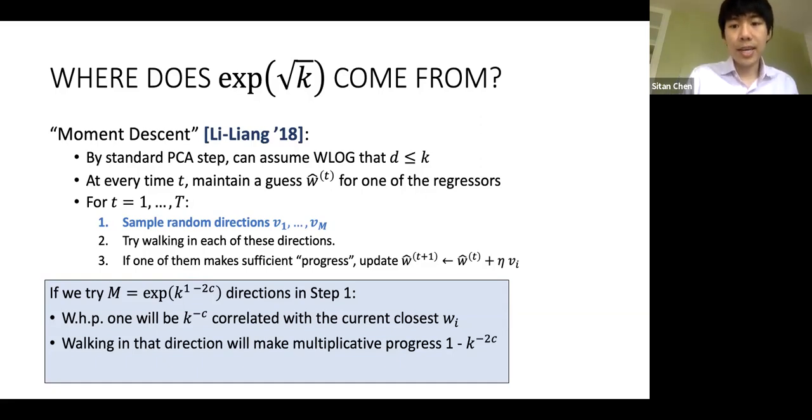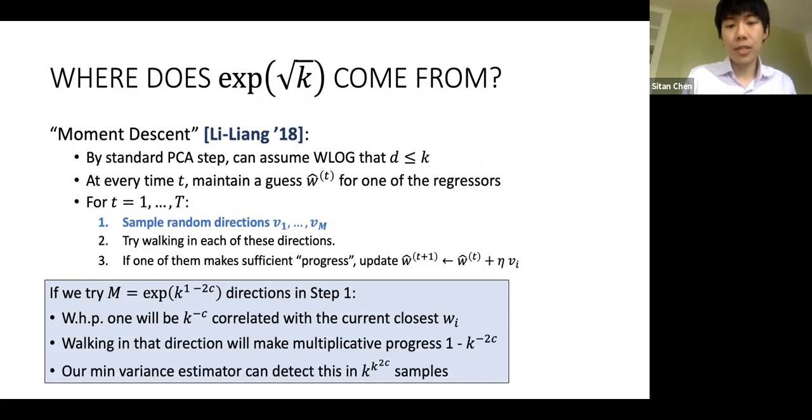The point is that I can evaluate progress to within 1 plus alpha multiplicative error in samples roughly exp of k to the alpha. Here alpha is k to the negative 2c, and so in particular I'll need roughly k to the 2c samples. Now we're basically done. If I take c to be 1/4, then I only need to try roughly exp of root k directions, and I only need to take samples roughly k to the root k in order to estimate my progress. That's roughly where the exp of root k comes from.